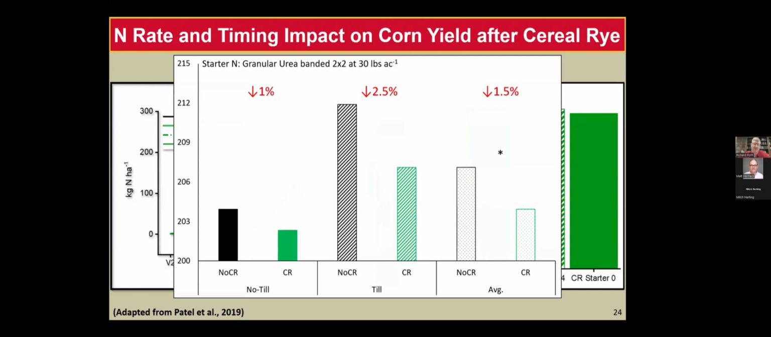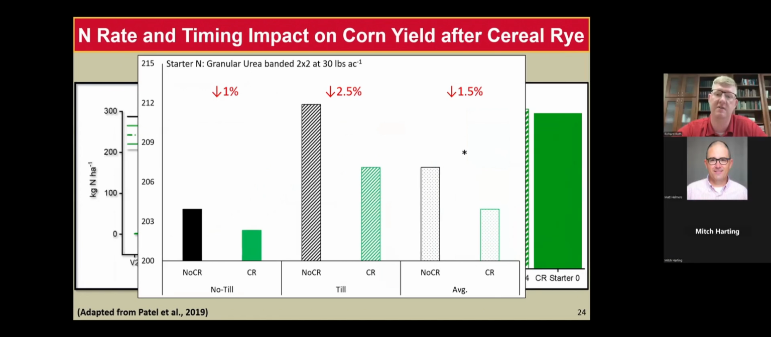So I'm not the first person to see this. John Sawyer, again, who was at Iowa State, saw this same thing using 2x2 banded urea as starter, and he looked at it across tillages, so no-till and then conventional tillage, and still saw reductions regardless of tillage.